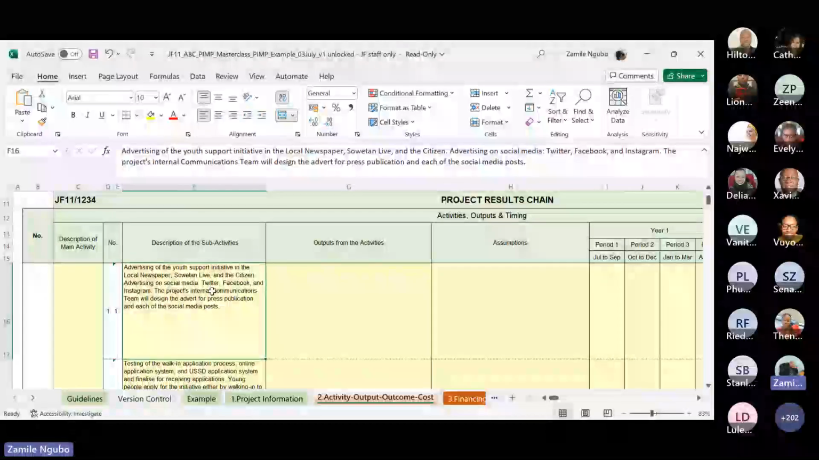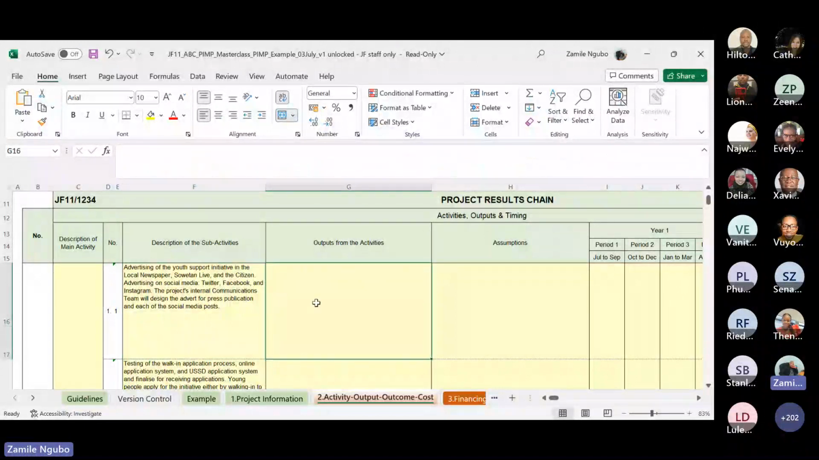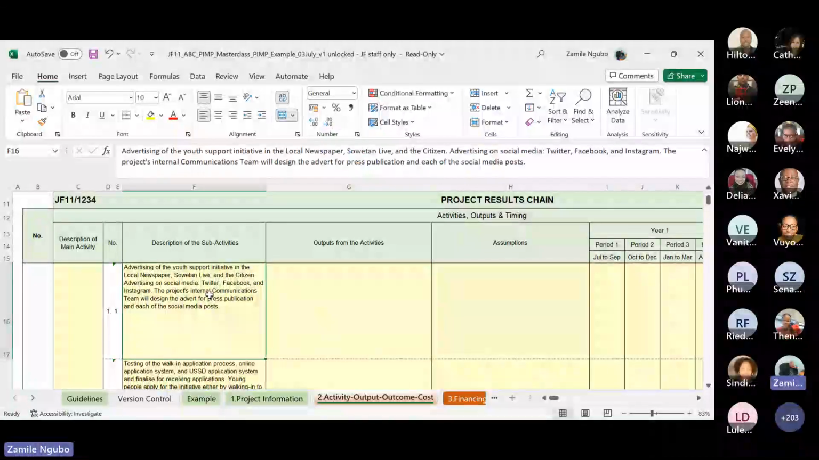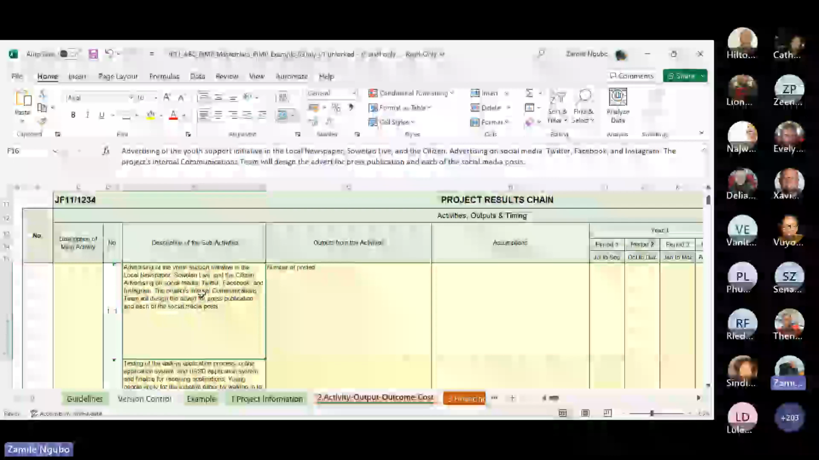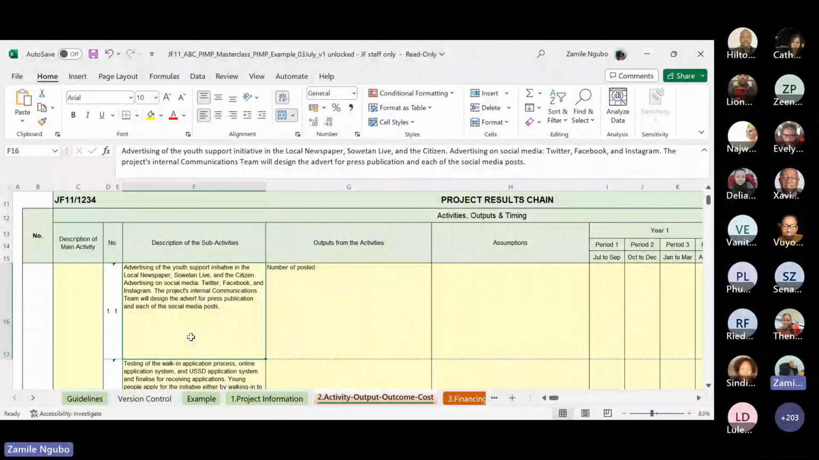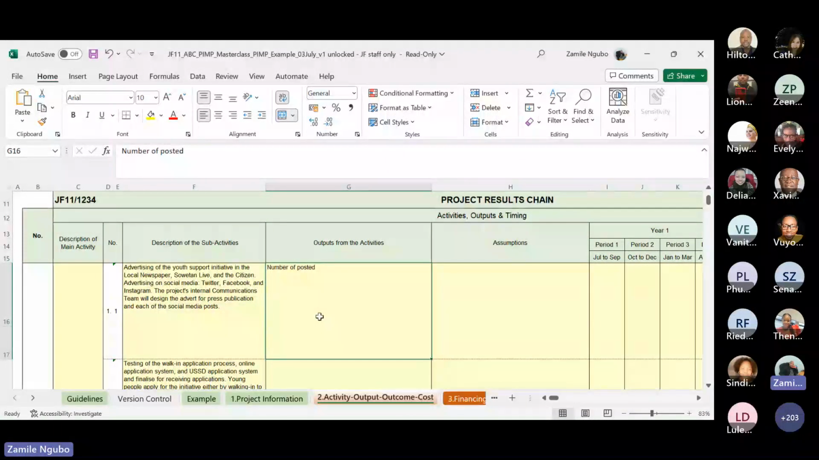different social media platforms. So we need now to develop or describe an output that will be as a result of carrying out these sub-activities. So the output here will be the number of adverts. It will be the number of adverts posted. So this is how we describe an output. It must be in the past tense, as was explained. So after carrying out all these smaller tasks, we will have an output associated with that sub-activity. So here, in this case, it will be the number of adverts posted.